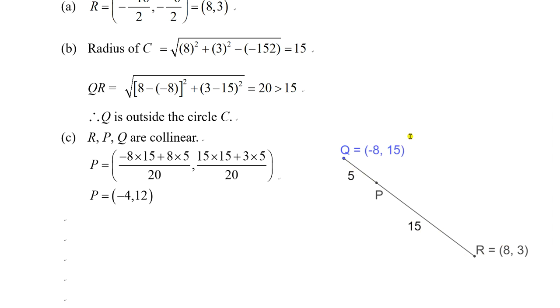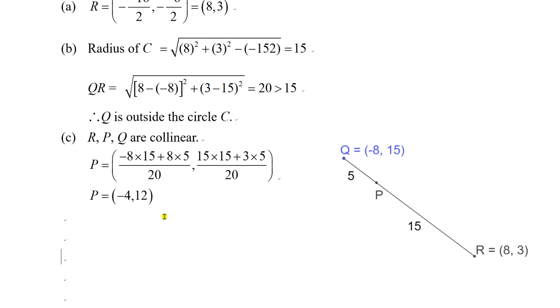Okay? You are doing the same thing in the y coordinate. 15 times 15 plus 3 times 5, and then over 20. Then you get the coordinates of P, that is (-4, 12). Okay, let's look at part D.